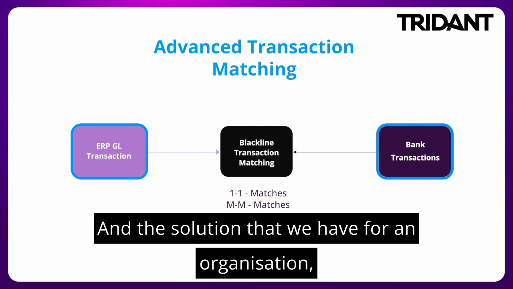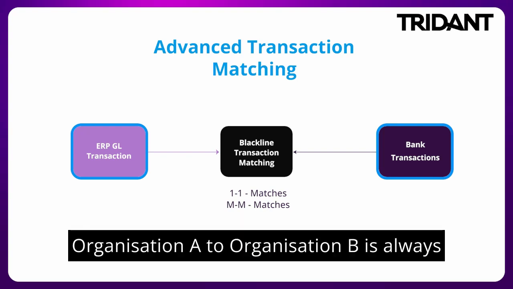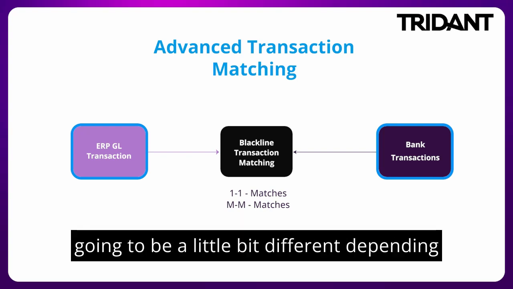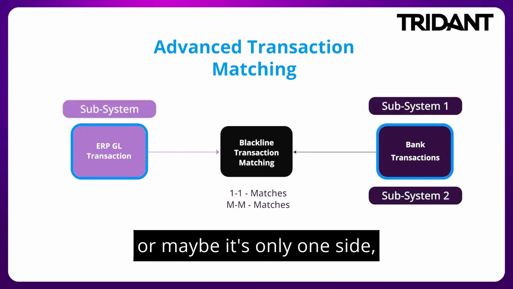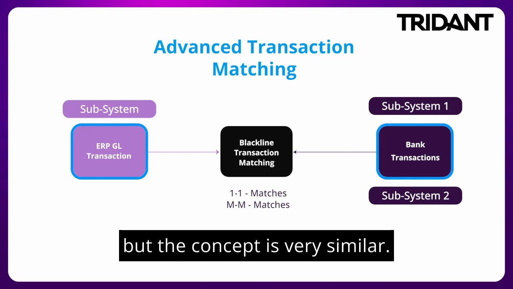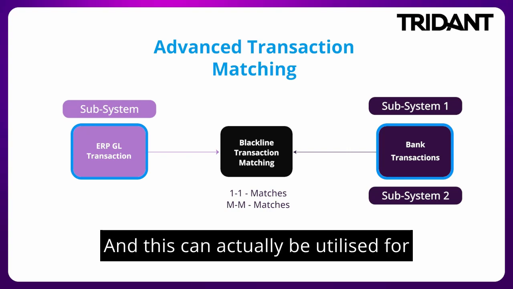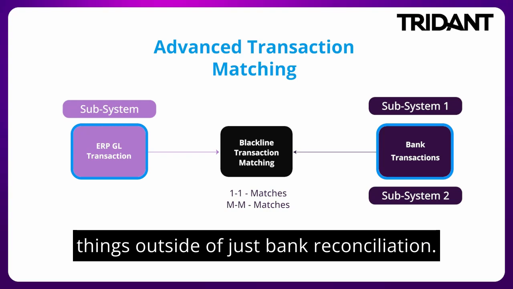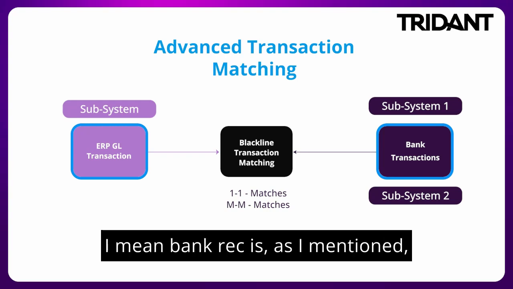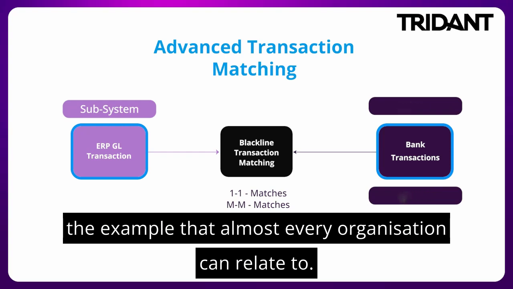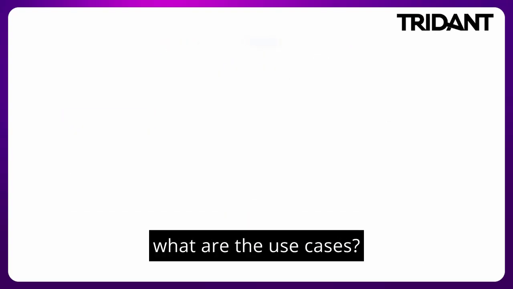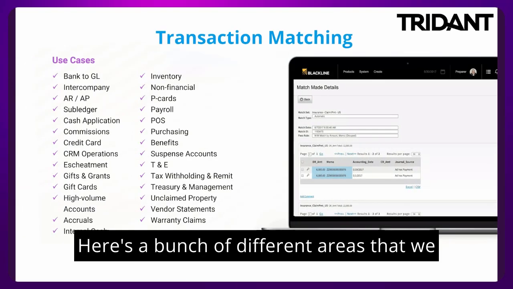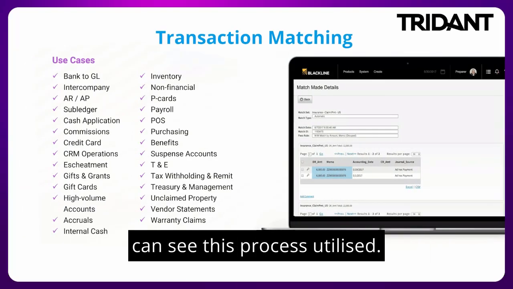And the solution that we have for organization A to organization B is always going to be a little bit different depending on the subsystems you have on either side, or maybe it's only one side. But the concept is very similar. And this can actually be utilized for things outside of just bank reconciliation. I mean, bank rec is, as I mentioned, the example that almost every organization can relate to. But if I think of transaction matching, what are the use cases? Here's a bunch of different areas that we can see this sort of process utilized.